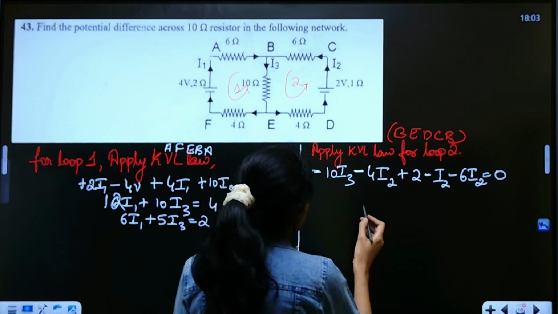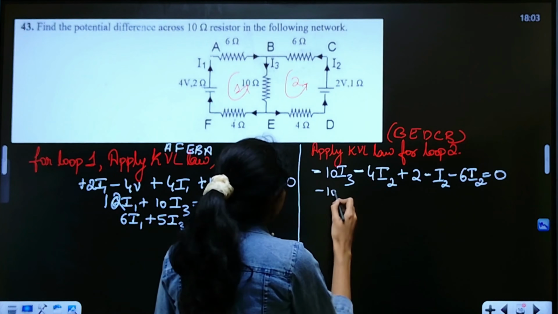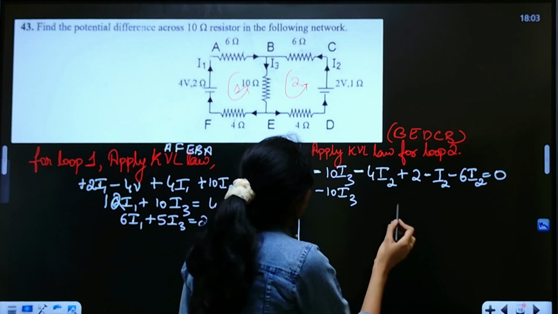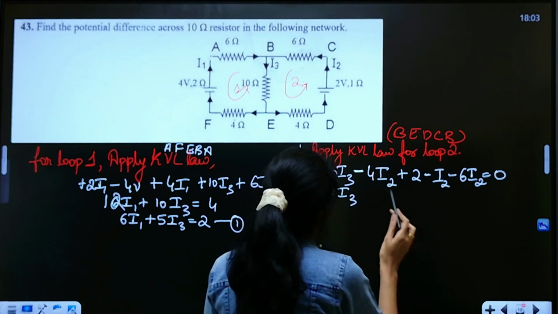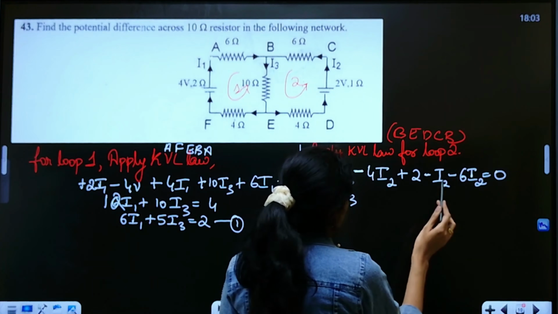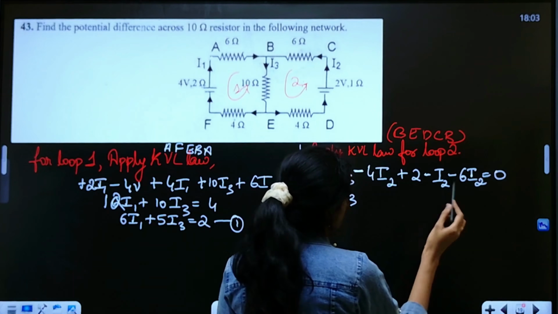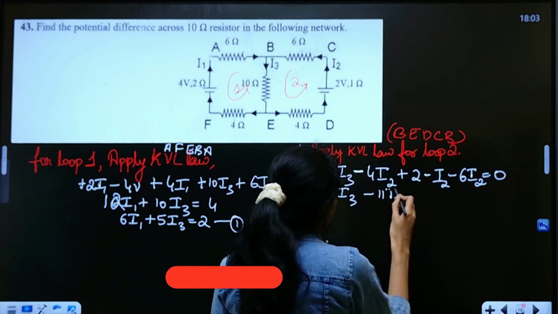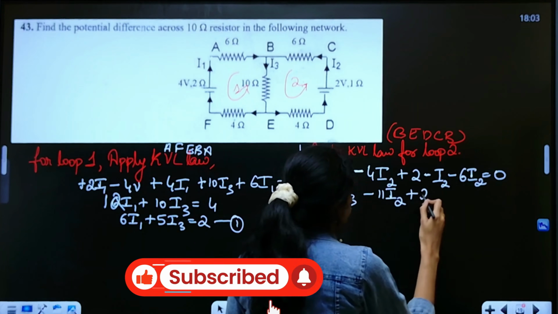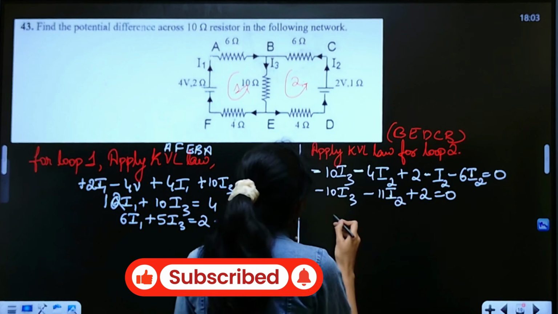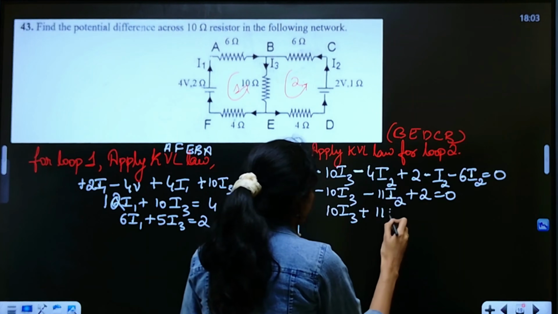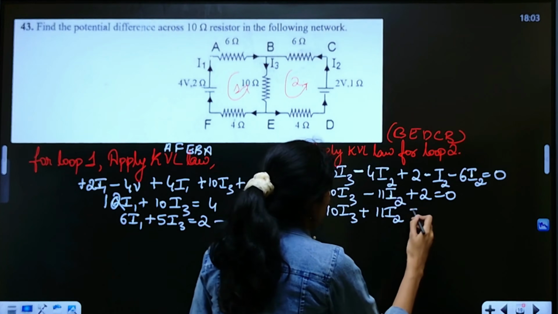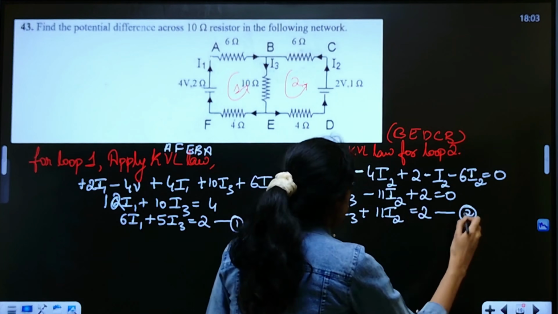Okay, so now minus 10 I3, plus 4 I2 minus I2 minus 6 I2. So how much will you get? 4, 5, and then minus 11 I2, plus 2 equals 0. Again, I'll take this as 10 I3, plus 11 I2 minus 2, I'll write it as equals 2. So this is equation 2.